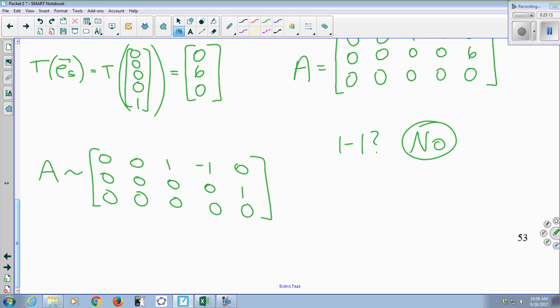That means that for certain outputs, b1, b2, b3, you can create them with more than one input. And then for onto, we're looking for a pivot in every row. Is there a pivot in every row? No. So that means there are elements from R3 that you cannot build as a linear combination of the columns of A.